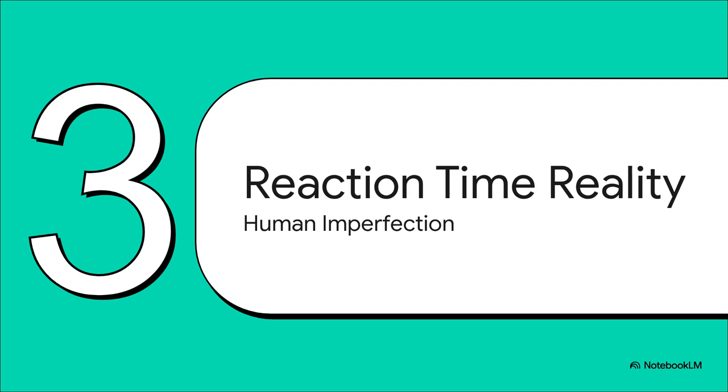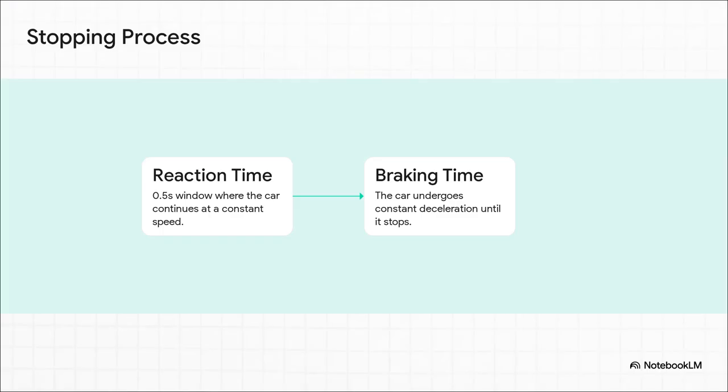Which brings us to section 3, the reaction time reality. Up until now, we've been dealing with perfect math. But now, we've got to introduce the imperfect delay of the human brain into our perfectly mathematical universe. Picture this. A driver is speeding along at 72 kilometers per hour, which, by the way, translates perfectly to 20 meters per second. Suddenly, the traffic light turns red.